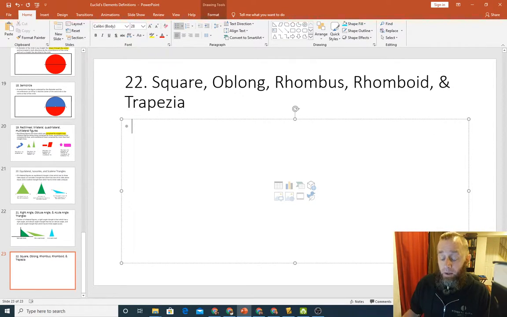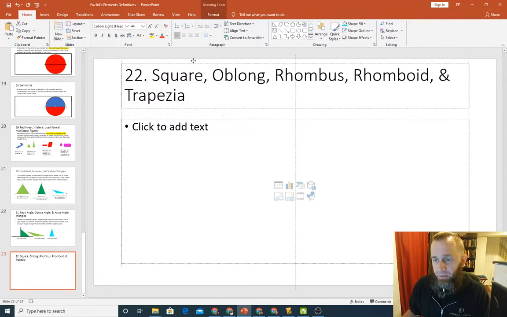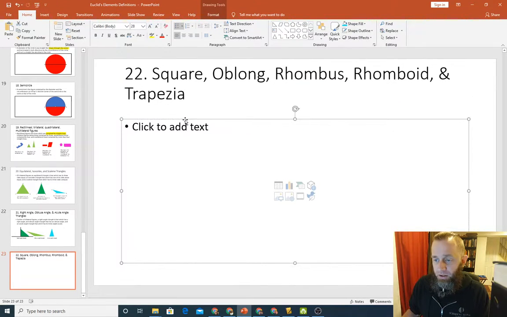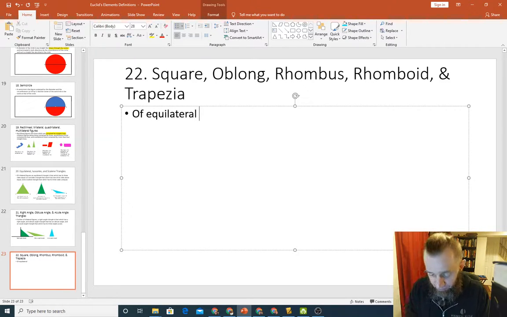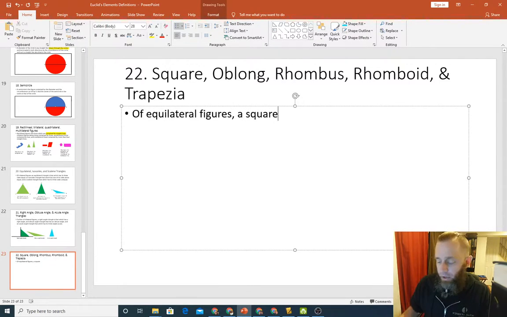All right, here we go. So this is a long definition. Get ready. I'm probably going to end up shrinking the text a little bit just to make space for everything we want to do on this particular slide. Make the space. All right, so here we go. Of equilateral figures. So already we know that these have to be equilateral figures. A square. Sorry about that. Pause for half a second there. Anyway, square is supposed to be italicized.